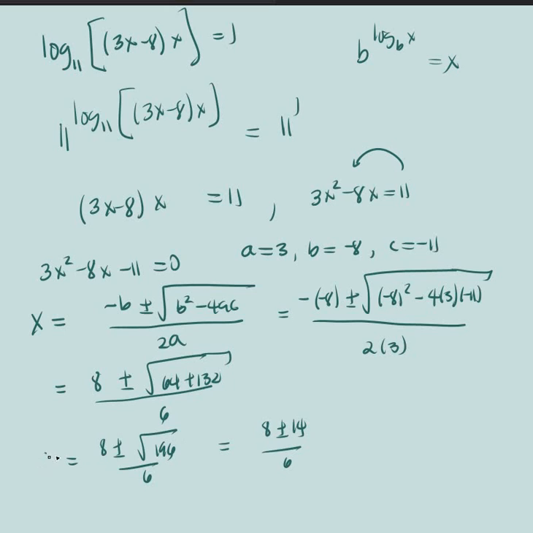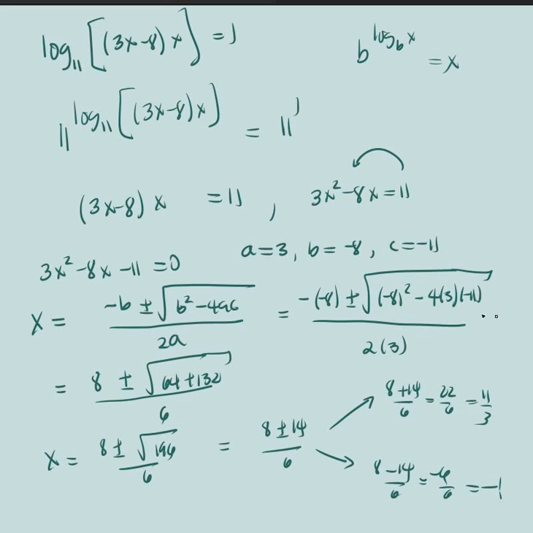So that means that we have two possible answers. One is 8 plus 14 divided by 6, which is 22 divided by 6, which is 11/3. And the other one is 8 minus 14 divided by 6, which is negative 6 divided by 6, which is negative 1. Yeah, voila, there we have the two answers.